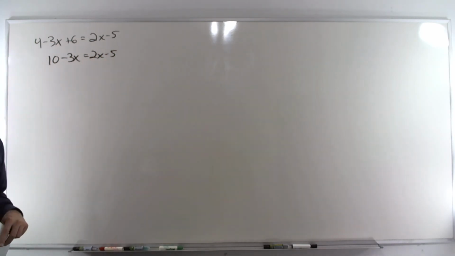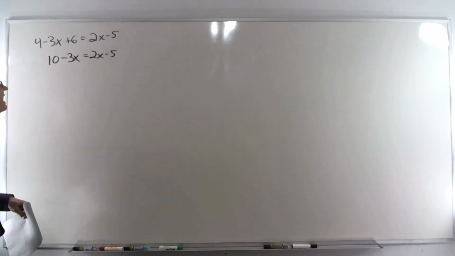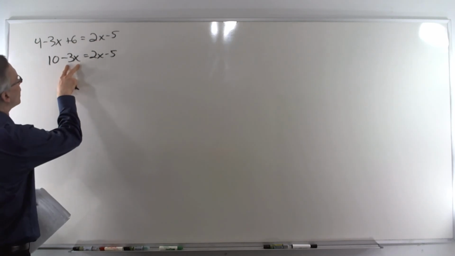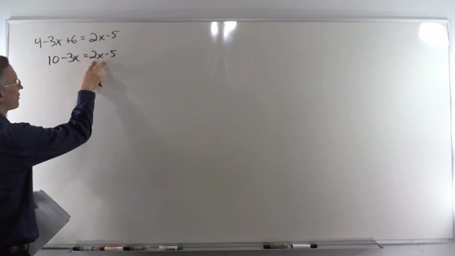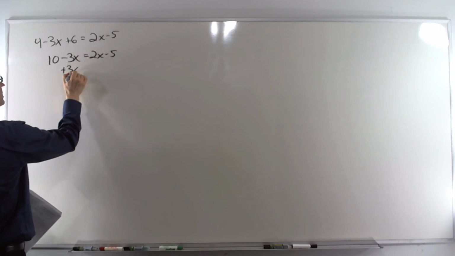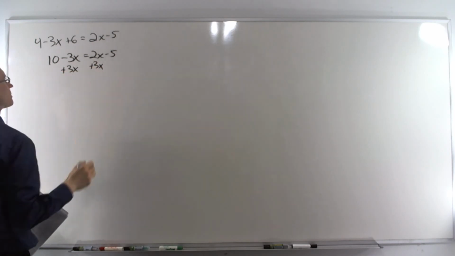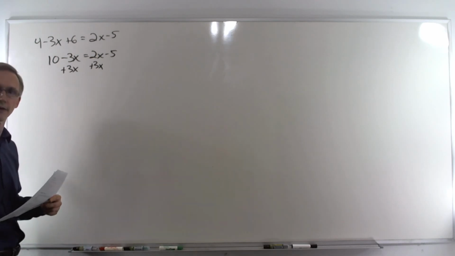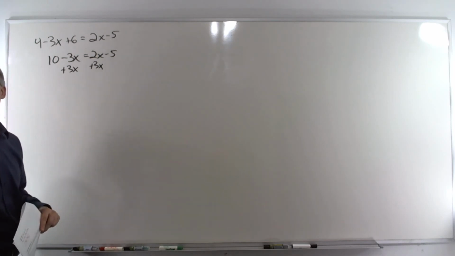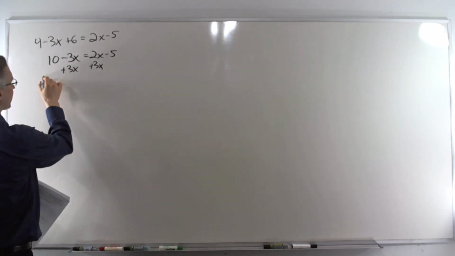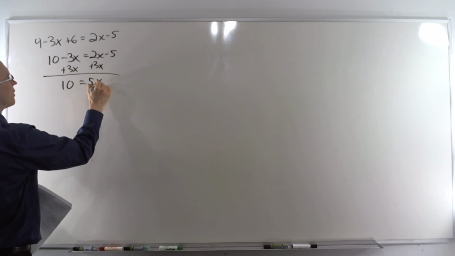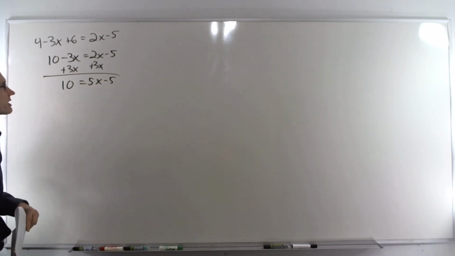All right, now what we want to do is get all the variables to one side and all the numbers to the other. Now let's think ahead a little bit. I've got a negative 3x over here and 2x over here. So if I add 3x to both sides, it keeps that x term positive. And then when we divide by the coefficient, we divide by a positive number instead of a negative number. So that's one less mistake to make. So I usually try to keep the x term positive. So we got 10 equals 5x minus 5.